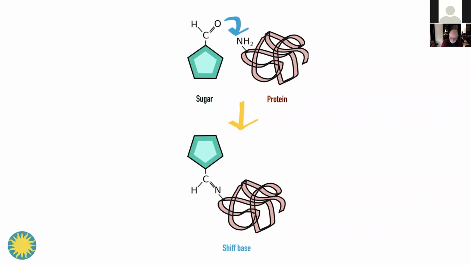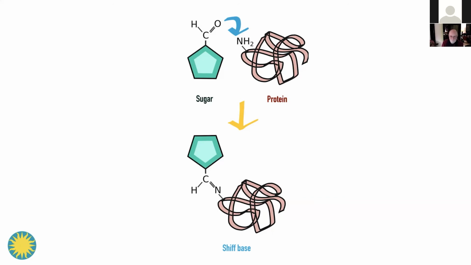And it's happening in our bodies today. If we have sugars in our blood and if we have proteins in our blood, a very small percentage of them are going to cross-react, and they're going to form cross-links. If we have too much of this going on, it's bad for us.